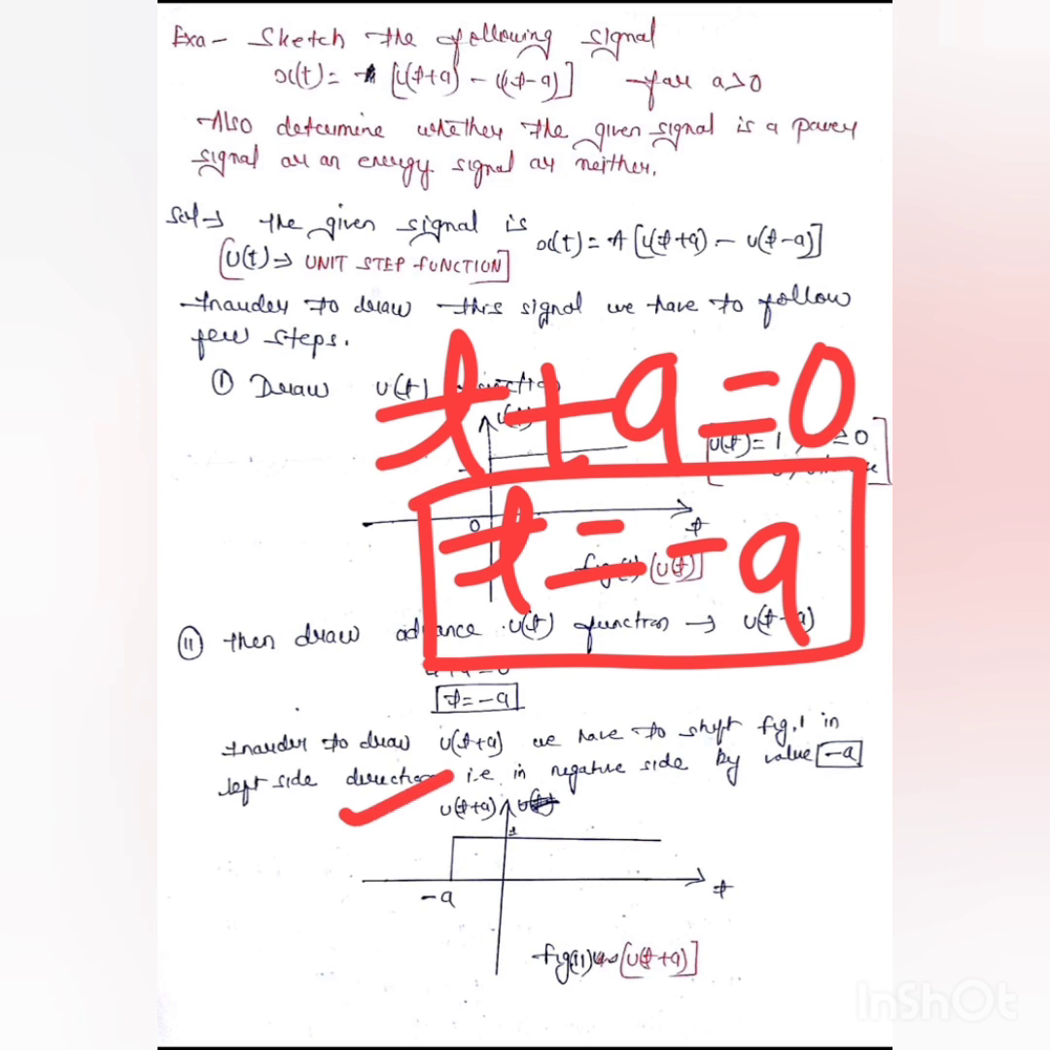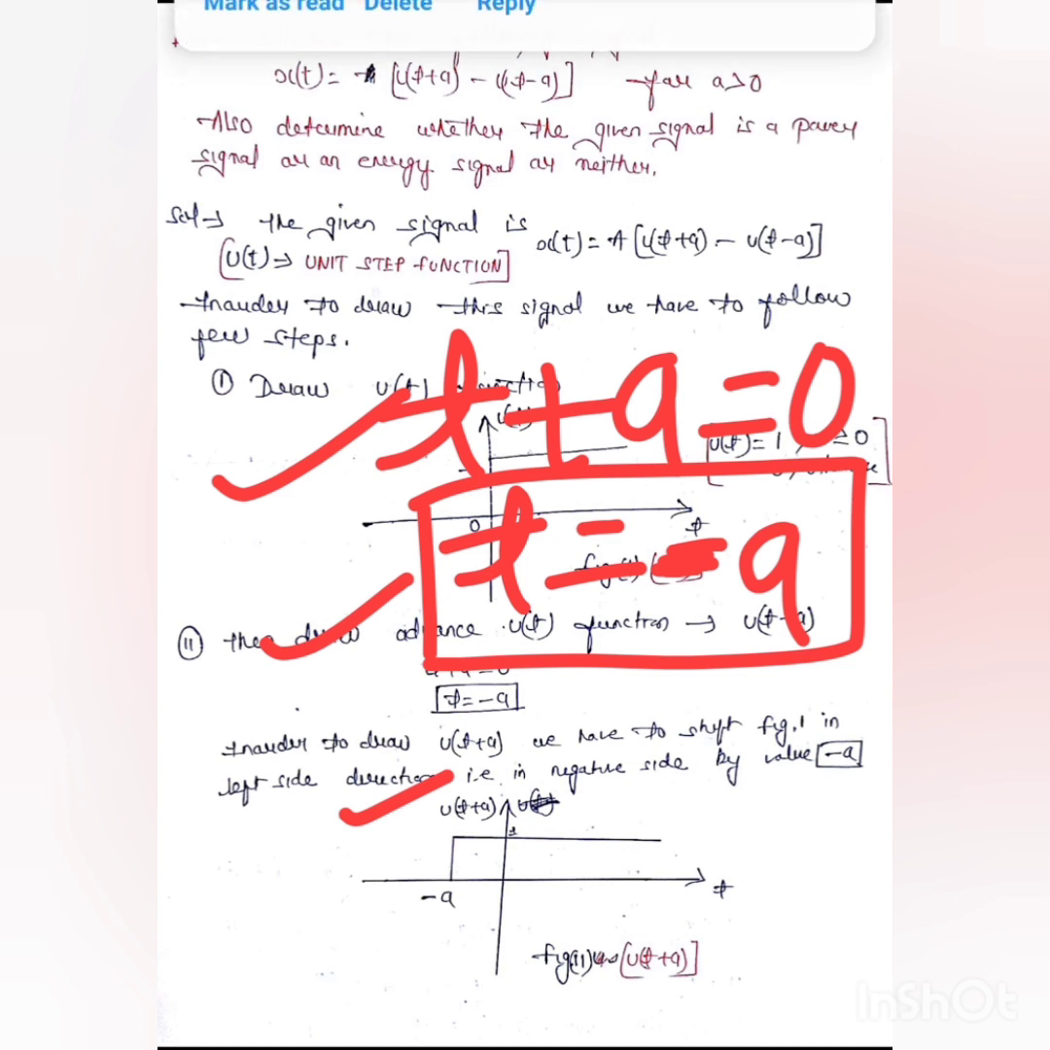In order to draw u(t plus a), first we equate t plus a equal to 0, and solving this, t is equal to minus a, and this value is negative. Hence in the diagram of the u(t) function, we simply shift our diagram to the left side of the figure. So how can we draw?